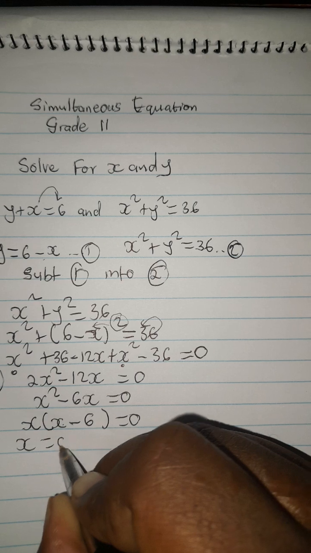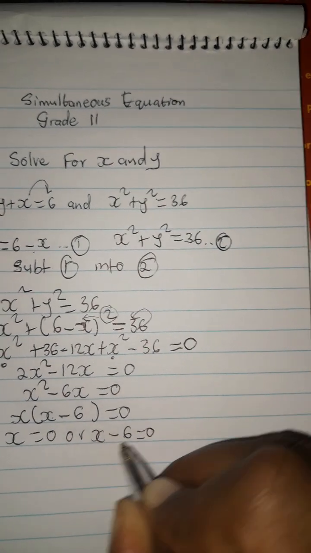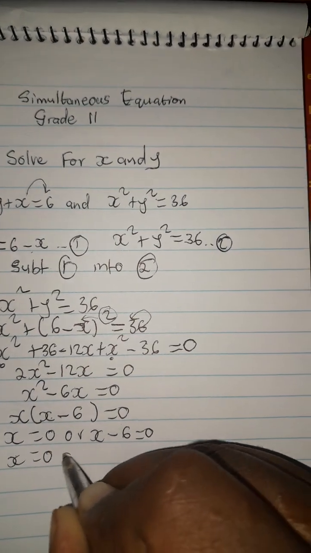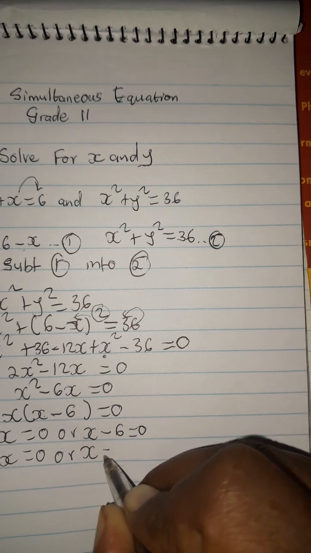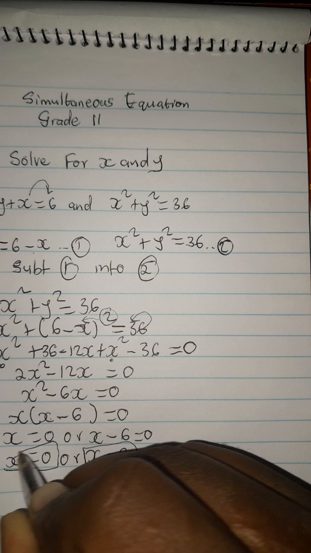x equals 0, or x minus 6 equals 0. So in this case, we have x equals 0, or if we transpose negative 6 to the other side, it becomes positive. So you have x equals 6 and x equals 0.